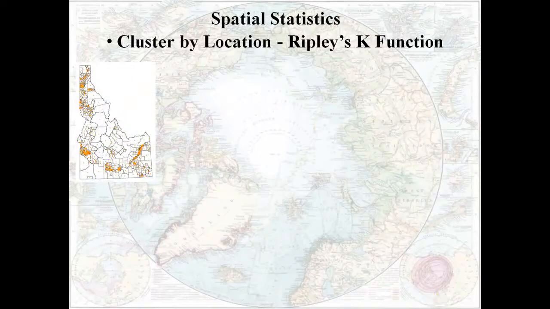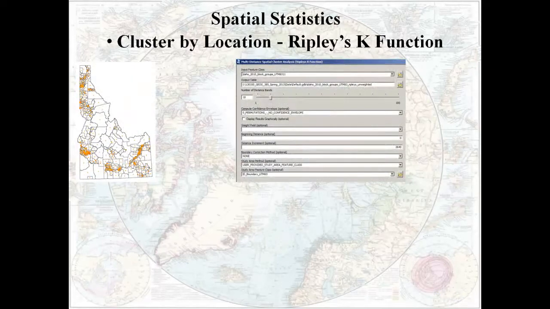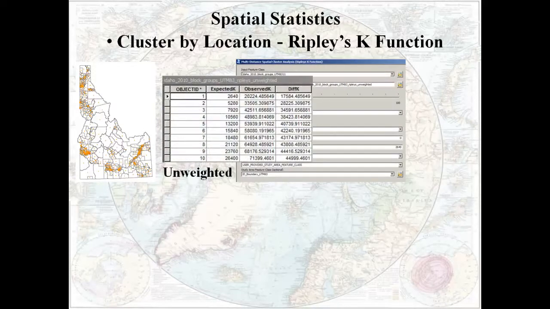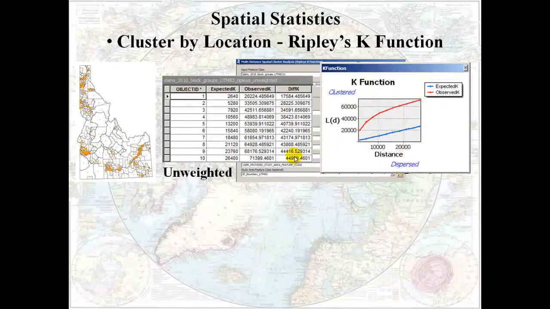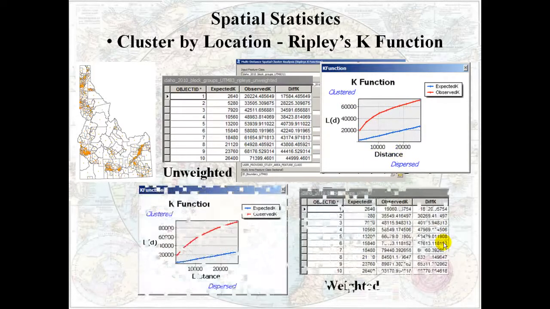Ripley's K, cluster by location. A lot of information you can get from Ripley's K. You can do it unweighted, and what that does is it says, here's what I would expect if it were random, here's what I observed, so here's the difference, and you can graph that. And you can see that if I expected it, this would be random, and up here I have a higher number, which means more clustered. So more clustered at all distances in Idaho than random.